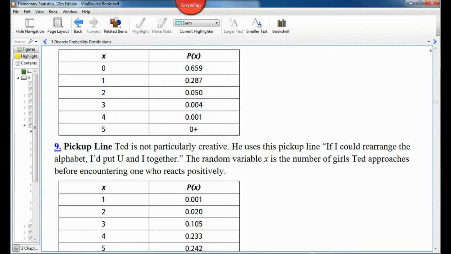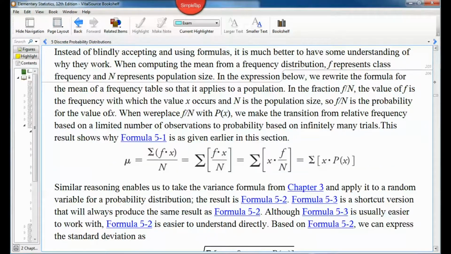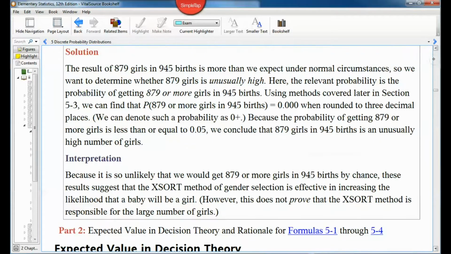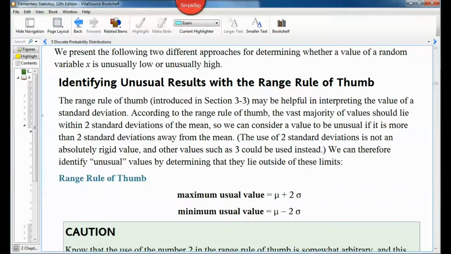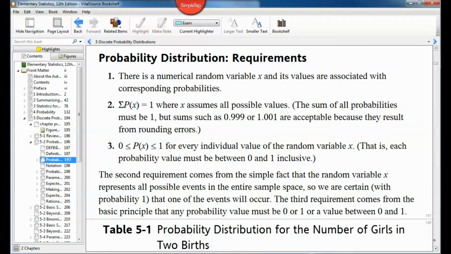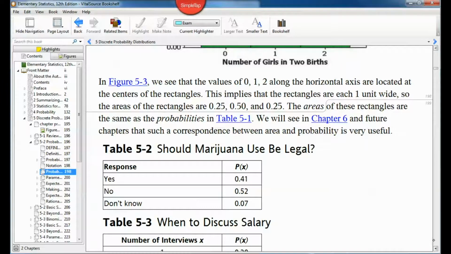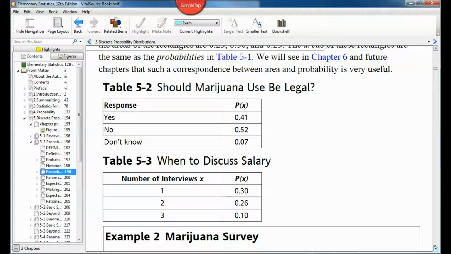So I'm going to go back to 5.2. Off just a little bit. Bear with me just a second. Okay. Here it is right here. Here's the table. Does this represent a probability distribution? Okay. 5.2.